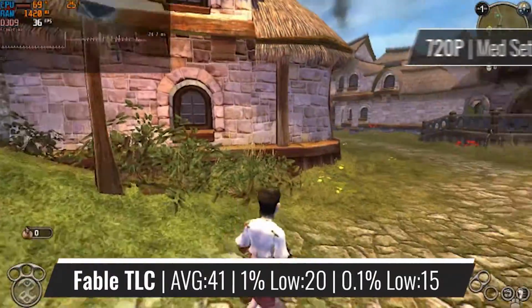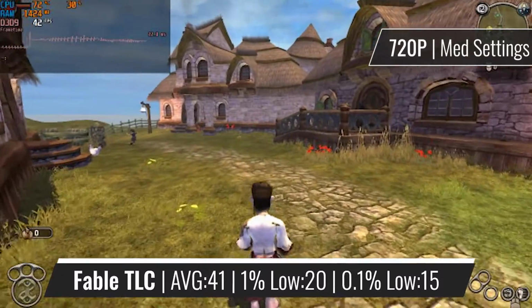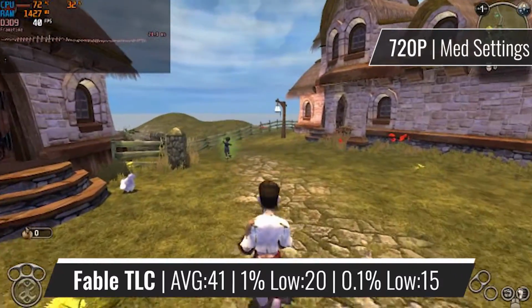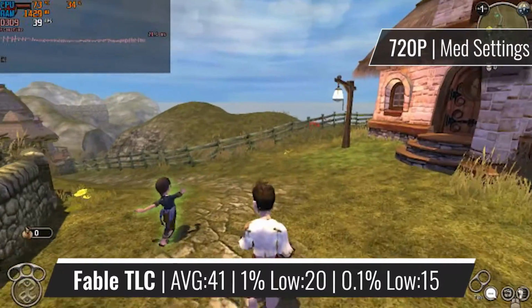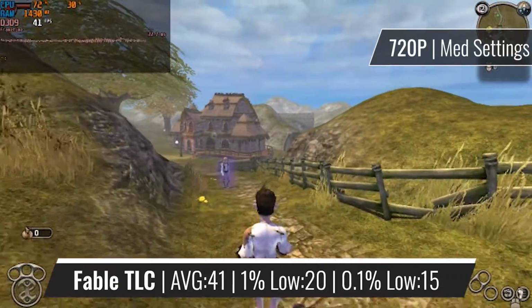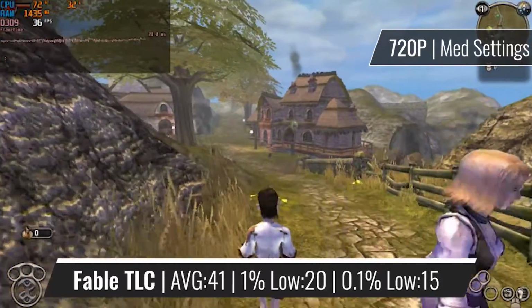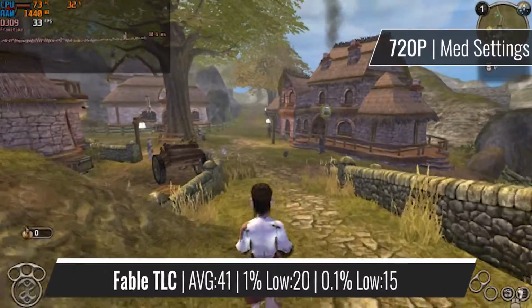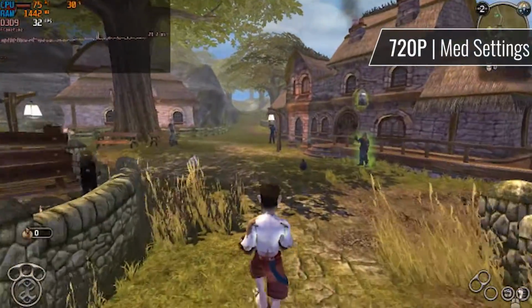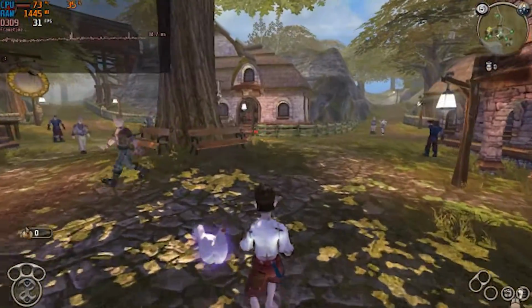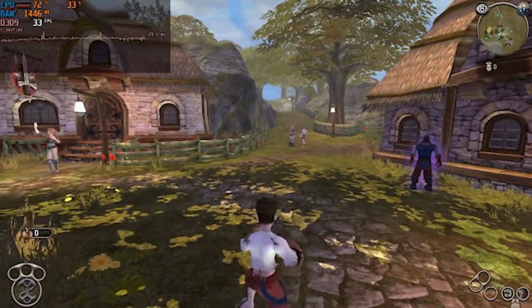Moving on to Fable: The Lost Chapters, running it on 720p with the medium settings, and overall delivering very decent frame rates, without many stutters. So again, this one was kind of a surprise, knowing how Fable was a very demanding game back in the day. So it is nice to see how these graphics handle the game without many problems.